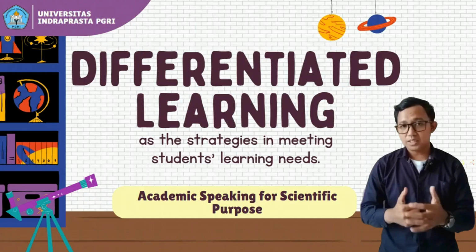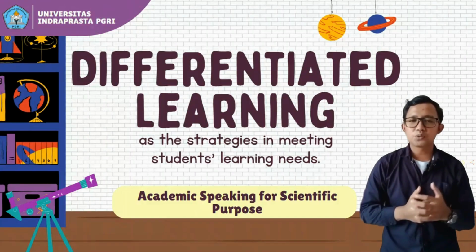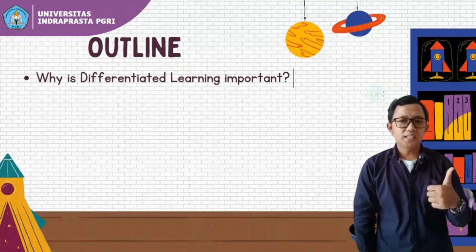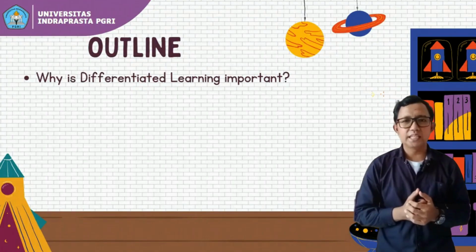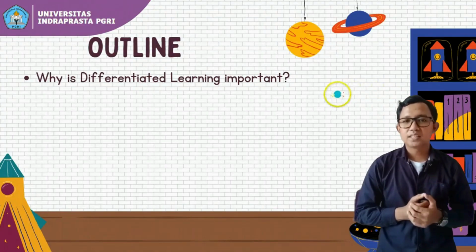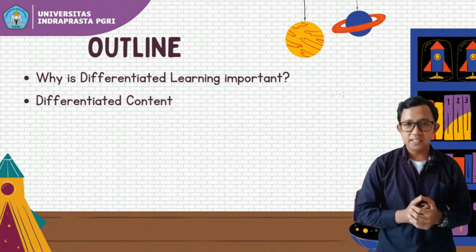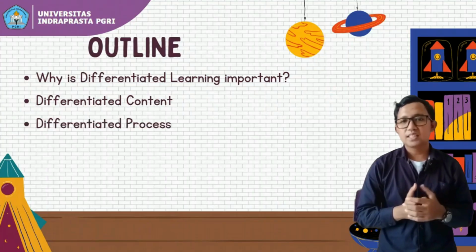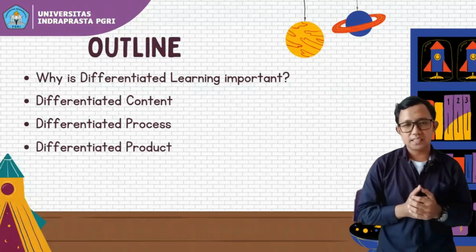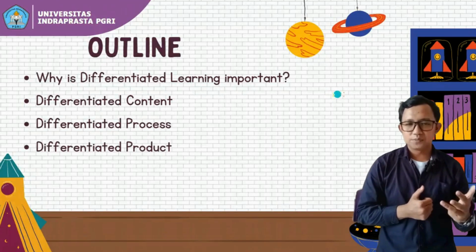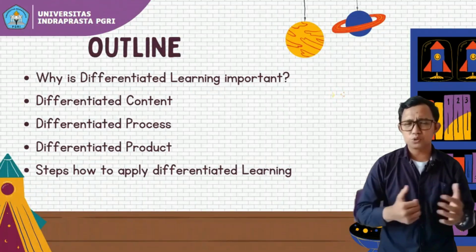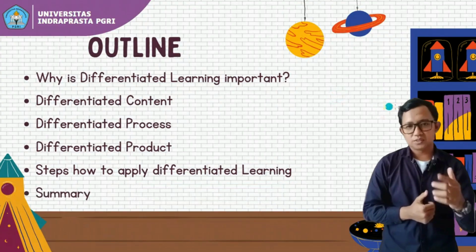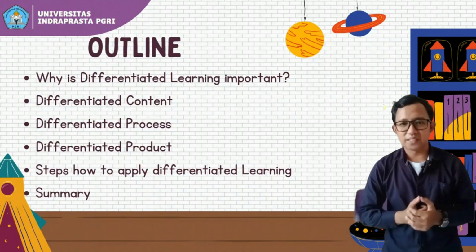But before I start this presentation today, I would like to show you the outline that will be discussed. The first one is why differentiated learning is important. Second, what is differentiated content? The third, what is differentiated process? The fourth, what is differentiated product? The fifth is the steps on how to apply differentiated learning, and the last is the summary. So take your notebooks and let's dive in.